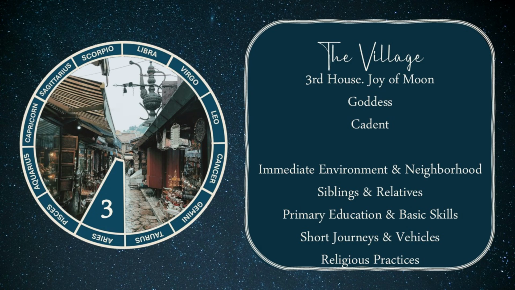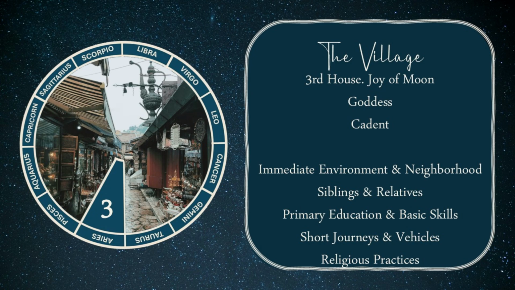The places connected to the third can be reached through short journeys. It's the grocery store where we buy our food, our kindergarten or school, but also more religious places like the church we attend on a weekly basis, whereas the belief system itself can be found in the ninth house. Church journeys themselves belong to the third house, as do vehicles like cars and buses.